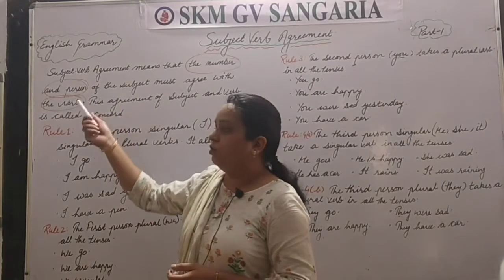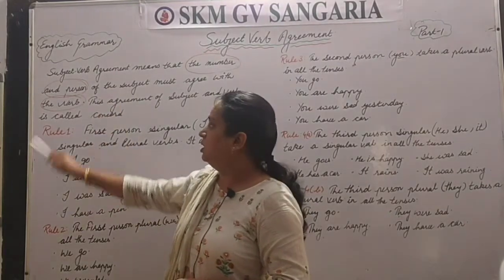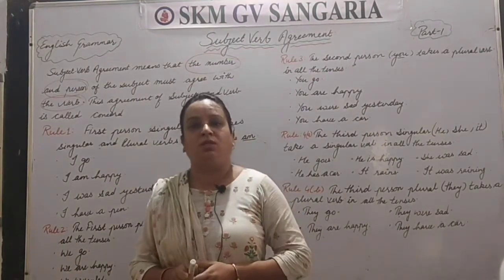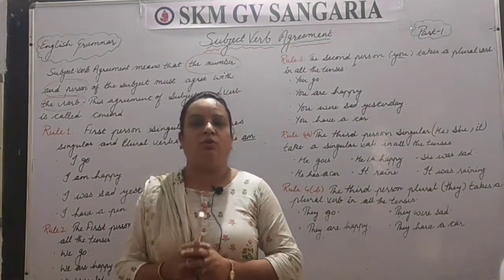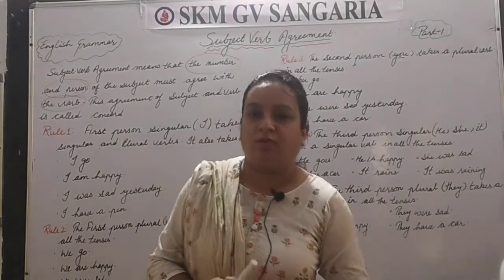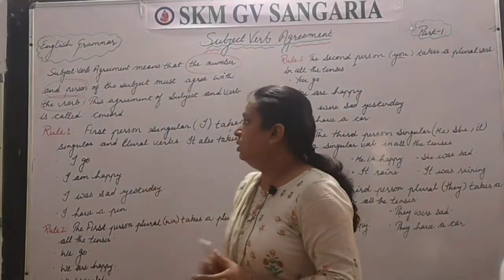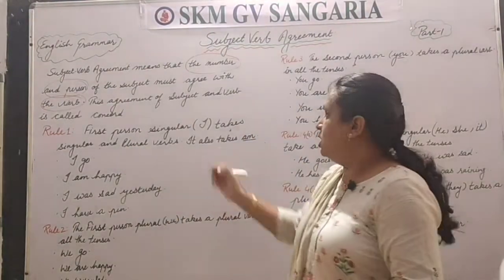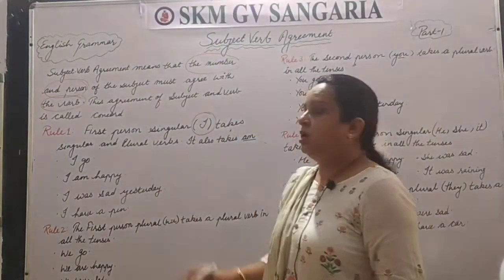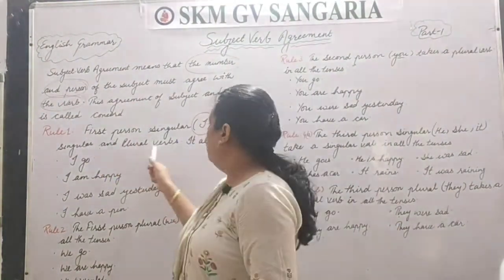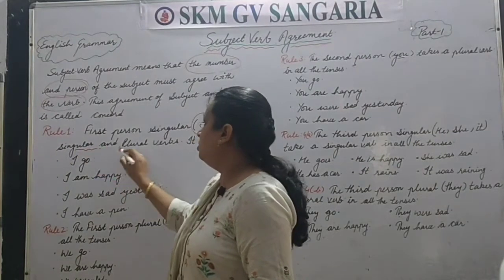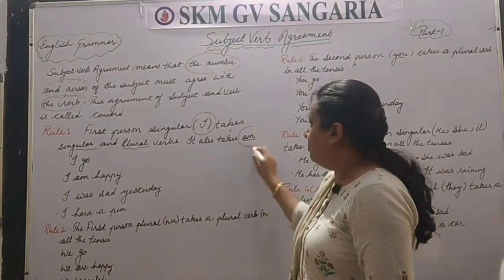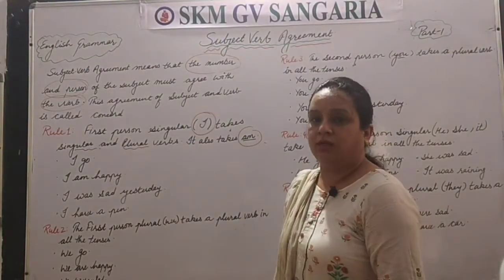So we have to keep in mind all these things, and the third thing is the verb. Which verb is used with which person and in which tense, that we have to keep in our mind always. Let's see rule number 1. First person singular, that is I, takes singular and plural verbs, sometimes singular, sometimes plural. It also takes am.